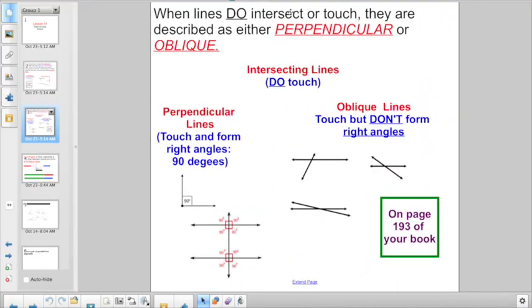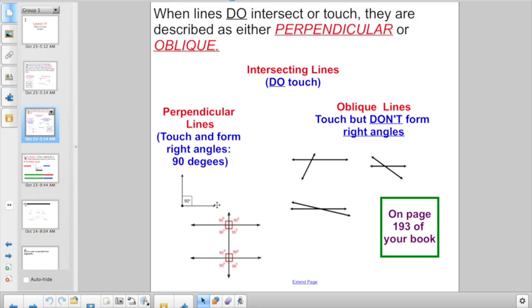When lines do intersect or touch, they're described as either perpendicular or oblique. Those are also on page 193 of your book. So we got done discussing when lines do touch. Now we got two more categories. If they touch and form a right angle, which is 90 degrees, they are called perpendicular. Here I have a right angle made out of two intersecting rays. They touch and form a 90-degree angle, so they're considered to be perpendicular.